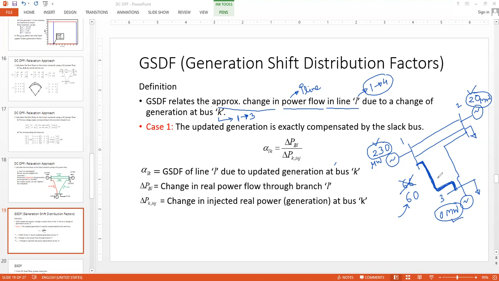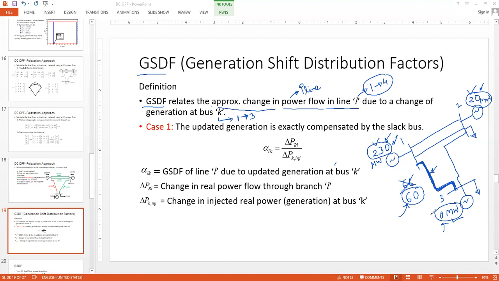We are only bothered about line 3 because the line flow limit violation is occurring for this problem only in line 3. However, we have to generalize this concept in some manner. So that's why this concept will come, GSDF. It will relate the change in injection with the change in line flow. How much change in line flow are we going to expect for a change in injection at any of the buses, specifically the generation buses present in the system?